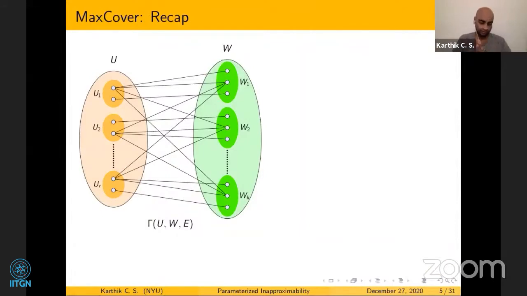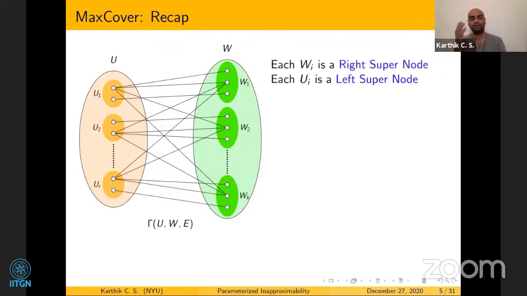Let me start by talking about the definition. In the MaxCover problem, if you recall, there's a bipartite graph on partite sets U and W, and the W_i's are a collection of supernodes, a collection of nodes in W. That's called the right supernodes, the W_i's, and the U_i's are called the left supernodes. You can think of W as being partitioned into K parts. Each part is called a supernode, and each supernode contains a bunch of nodes, and the same with the left.